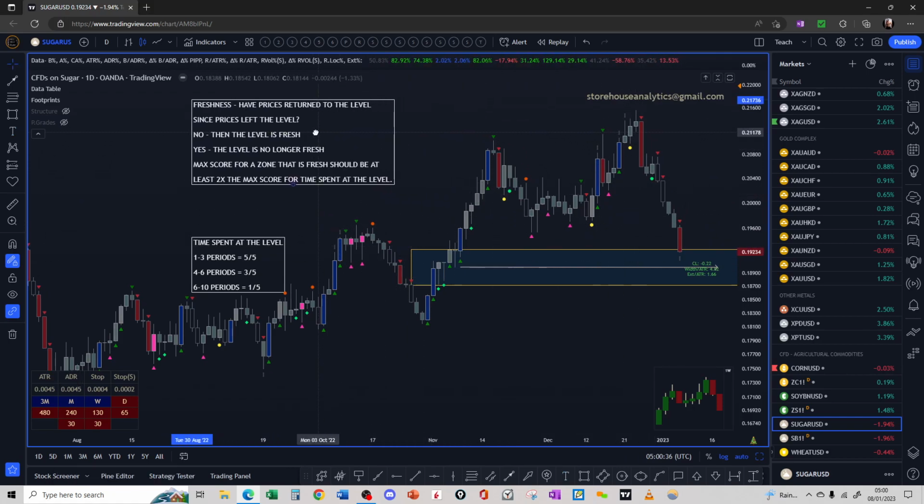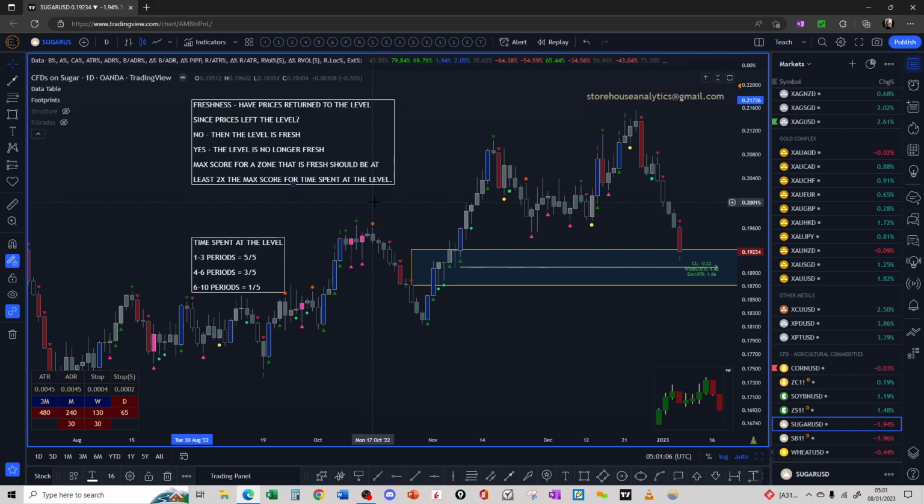Now, I'm going to take you a little bit deeper into the weeds. We're going to delve a little bit deeper into freshness now. So we've said we're starting with the basic premise of, have prices returned to the level since prices left? If the answer is no, then the level gets a max score, whatever that is. So if we're going with 5 for time spent at the level, this will be a max score of 10 out of 10. It's totally fresh. Prices haven't come back to the level.